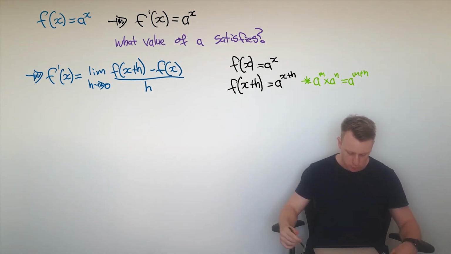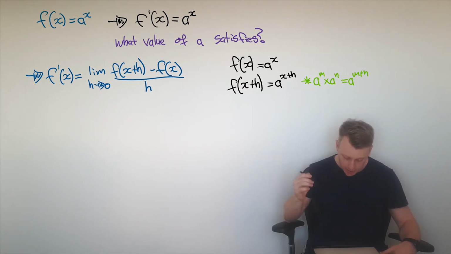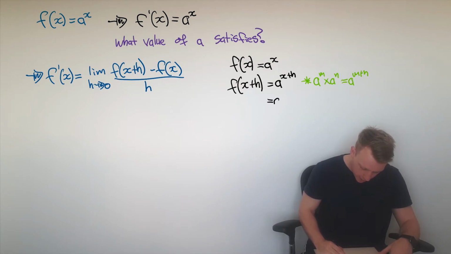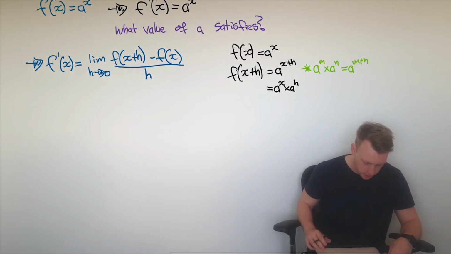And what we notice is with the f of x plus h term, you get a to the power of x plus h. If you do the reverse of our first index law, what you actually get is a to the power of x times a to the power of h. And that's actually going to come in handy when we're trying to manipulate this.